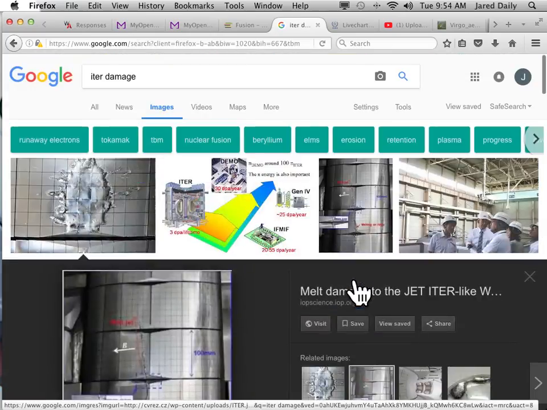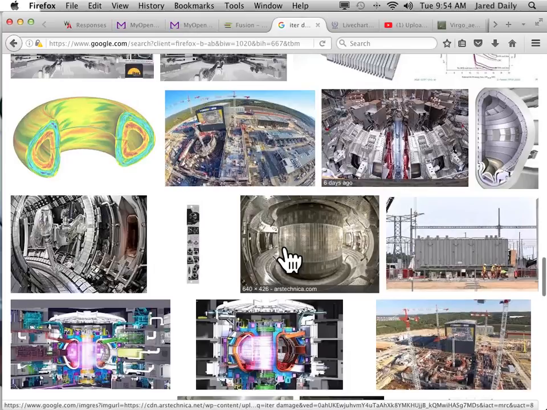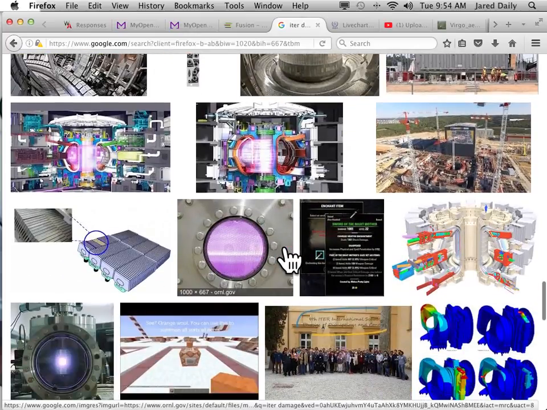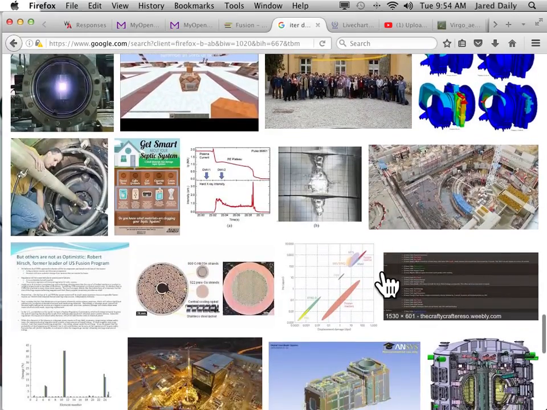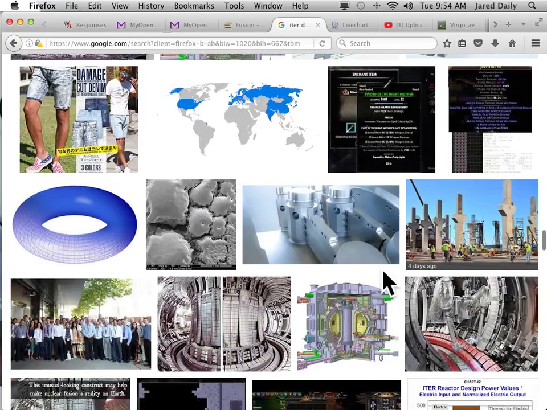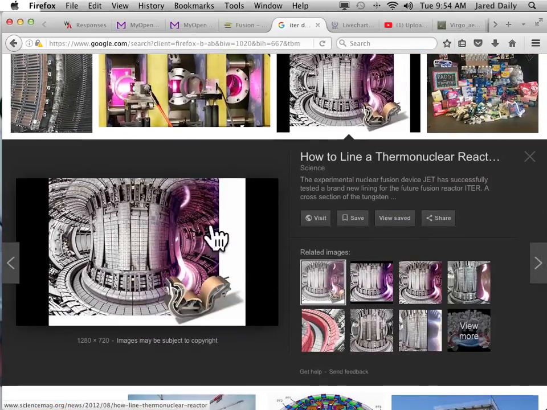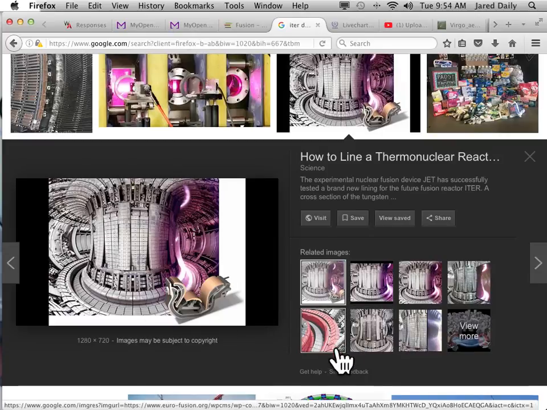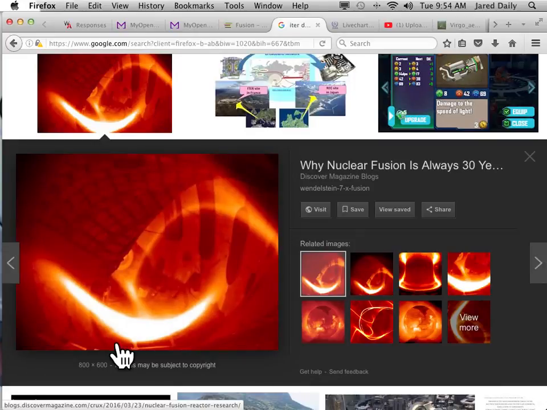They actually have images of the inside of it while it's running. Here's a nice picture of a cutaway view of what it looks like when it's not running, inside of there. So it's kind of cool. Here's another version of it.